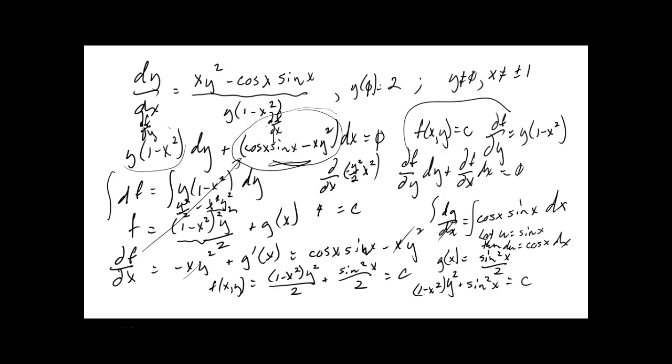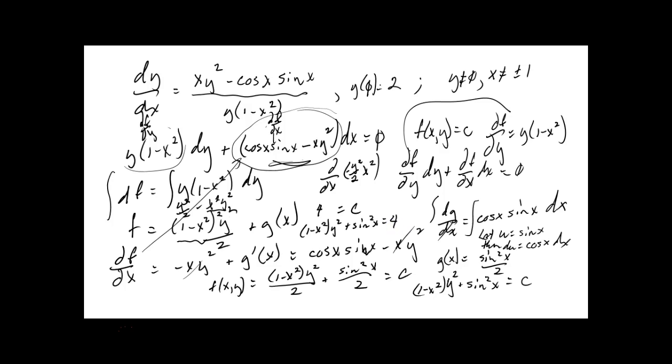I plugged it into the 1 divided by 2. Well, you probably could do that as well, but it should come out 4 still. When you put 0 for X, this becomes a 1. That becomes a 4. So this is 4 plus this zero. Sine 0 is 0, right? So you got 4 is equal to C. So we got C is equal to 4. So we go back and write our equation: 1 minus x squared, y squared, plus sine squared x is equal to 4.